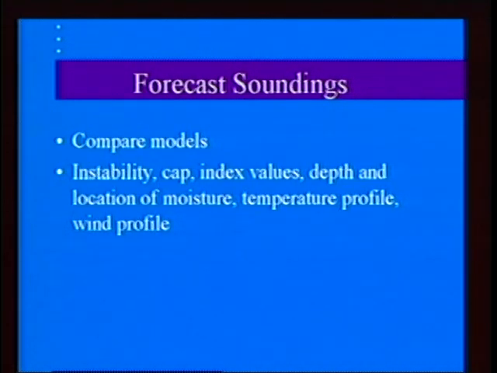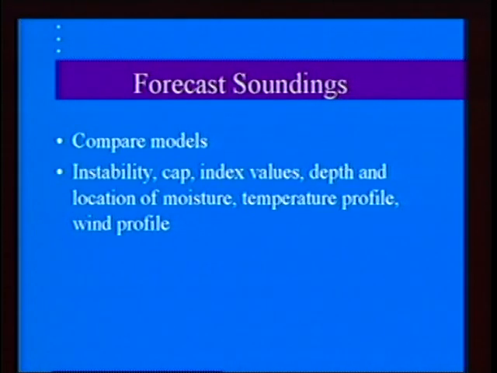The temperature profile is very critical, and for a severe thunderstorm situation, it helps to have significant cooling with height. In winter weather precipitation, that can be used to tell the difference between snow, sleet, or freezing rain, or just a cold rain. And then the wind profile is also important.